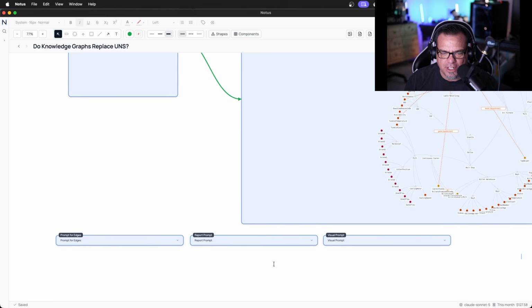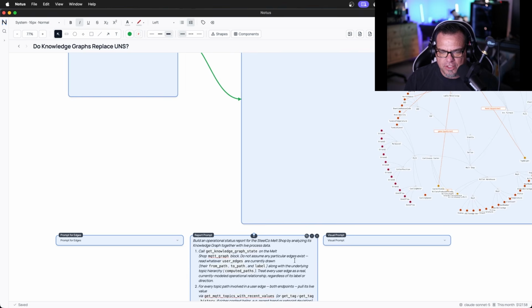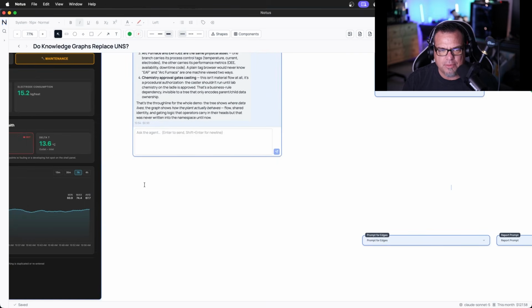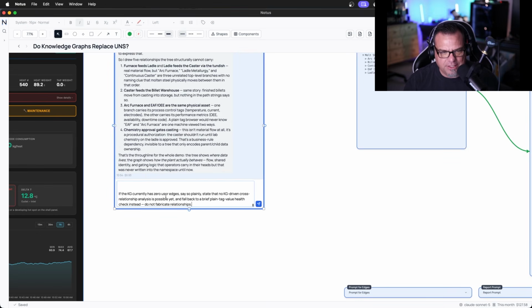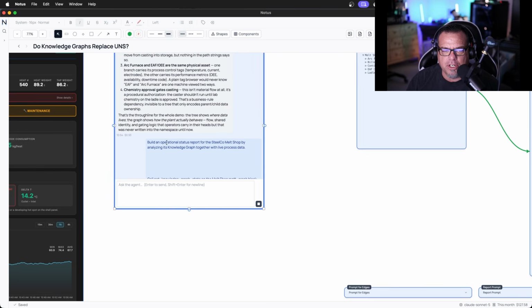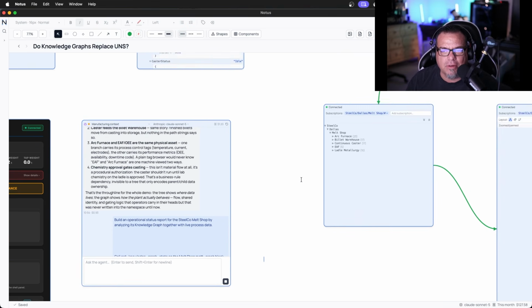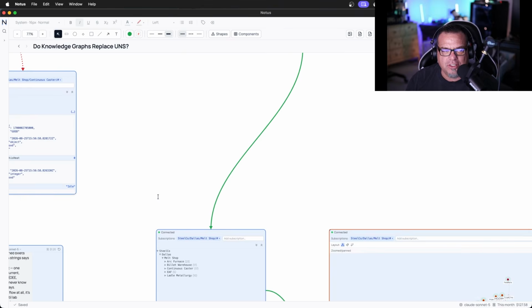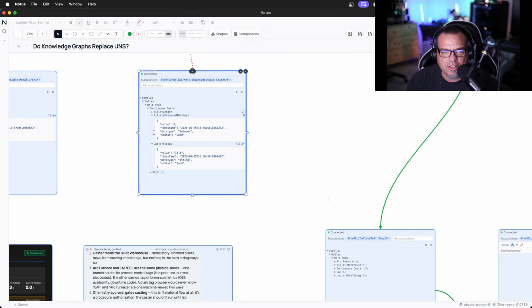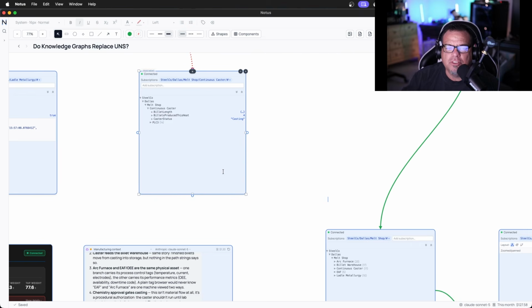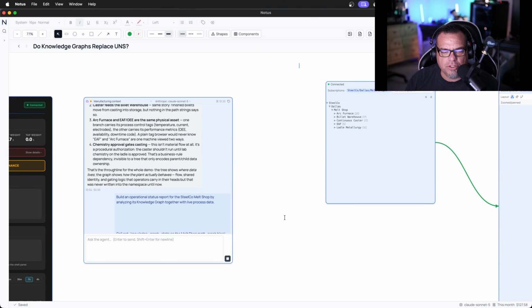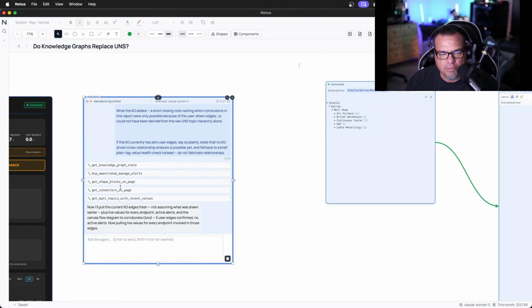The next thing, the first obvious thing I want to do to turn data into decisions, is ask my agent to help me. A human being could do this too, but the agent just makes it faster. I'm going to ask the agent to build a report for me. I want you to build an operational status report for the melt shop by analyzing its knowledge graph together with the live process data. So we're taking the current state from our process from UNS, and we are asking the agent to apply the knowledge to it in order to do an operational status report. That's what the agent is building right now.